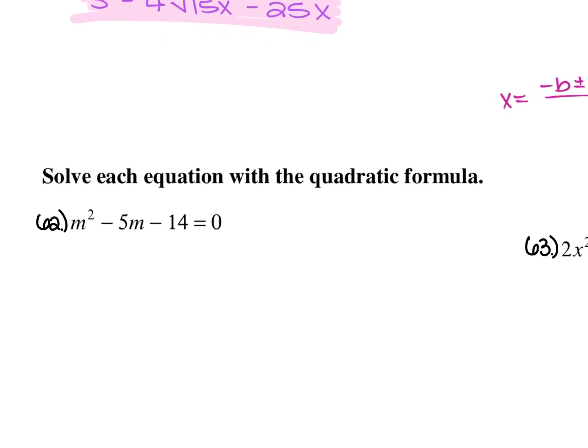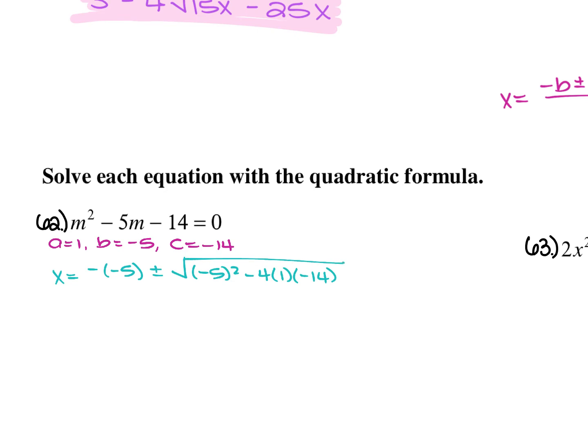Your a is 1, b is negative 5, and c is negative 14. If we plug these values in, this is going to give us x is equal to the opposite of negative 5 plus or minus the square root of negative 5 squared minus 4 times 1 times negative 14. And this is all over 2 times a, which is 1.